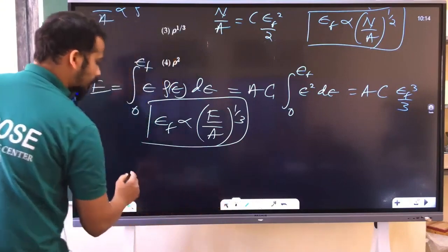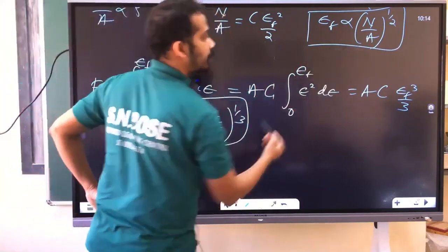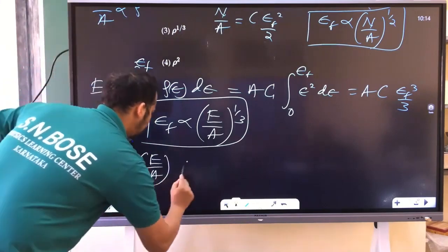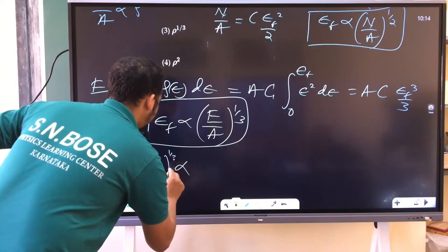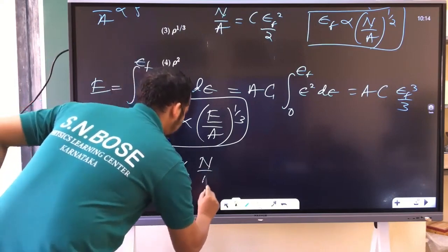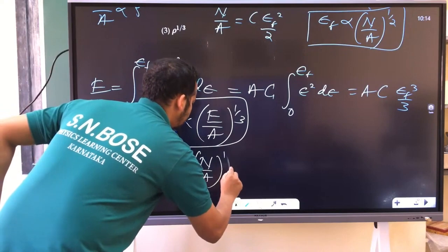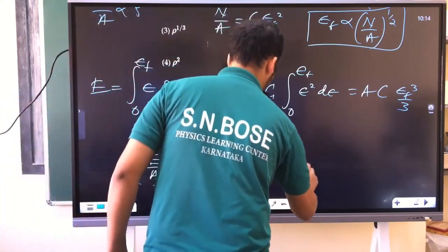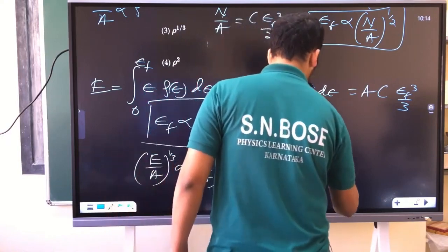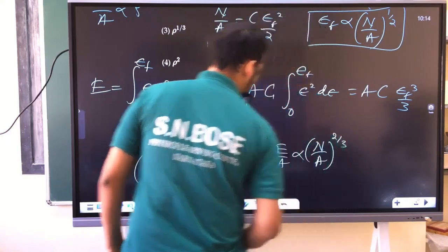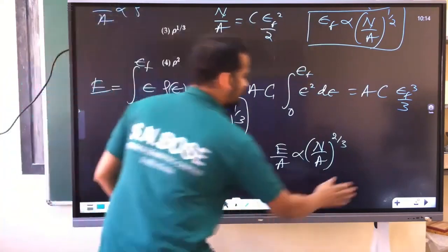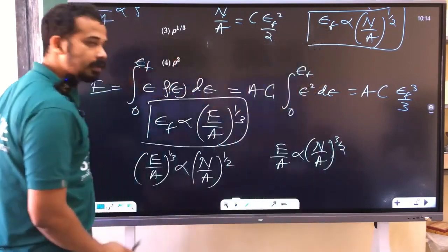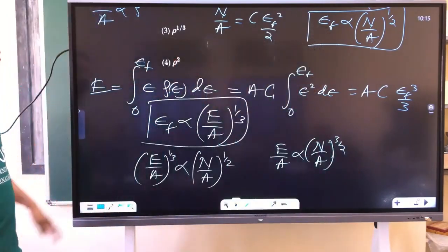So what can I write now? These two are proportional, isn't it? Energy per area is proportional to number per area to the power of 1 by 2... so what you can write is, energy per area proportional to number per area whole power 2 by 3? No, 3 by 2. Very simple. Got my point? This is a quite frequent question. I think twice they asked.